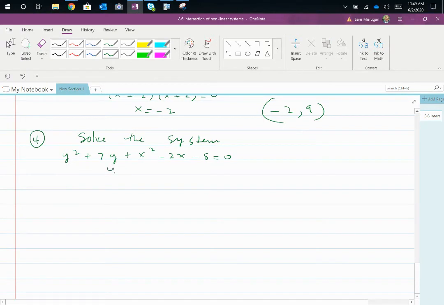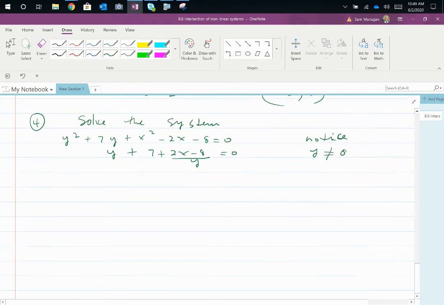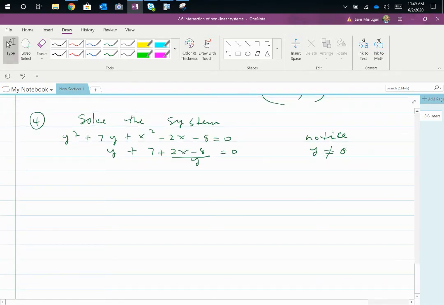The second system is y plus 7 plus 2x minus 8 over y is equal to 0. So some things, notice y cannot equal 0, because if y were 0, we would be dividing by 0, yes? All right, now look at these two equations. And to fix what's happening here, we have to eliminate the y on the denominator. So we're going to multiply this whole equation by y.